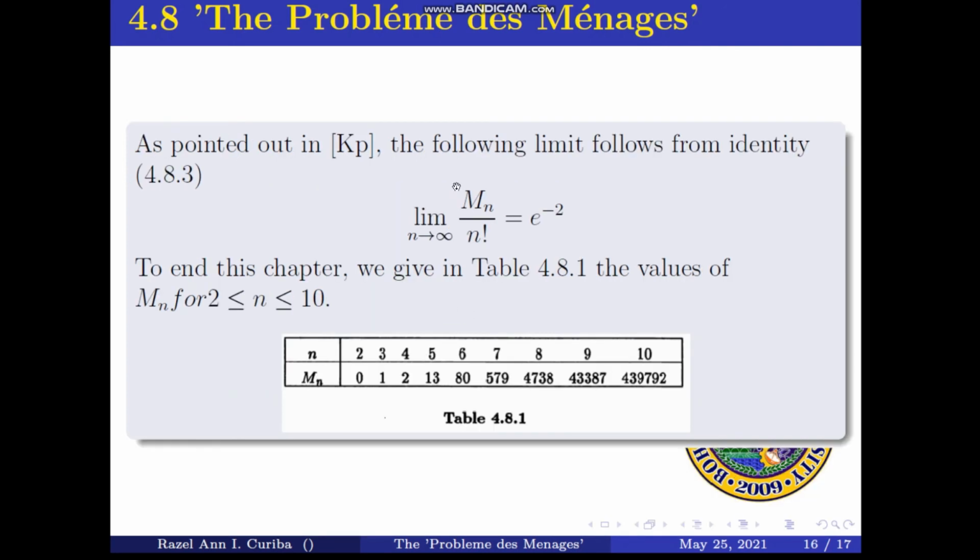As pointed out by Kaplansky, the following limit follows from the identity. We have this limit. To end this chapter, we give in table 4.8.1 the values of m sub n for n greater than or equal to 2 but less than or equal to 10. So we have this table 4.8.1.